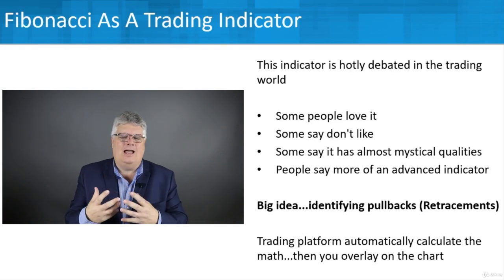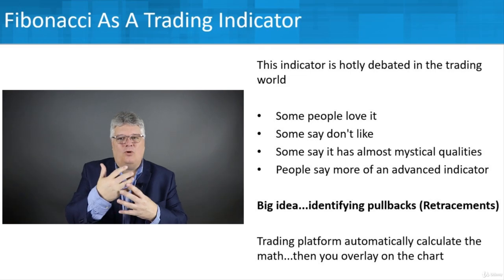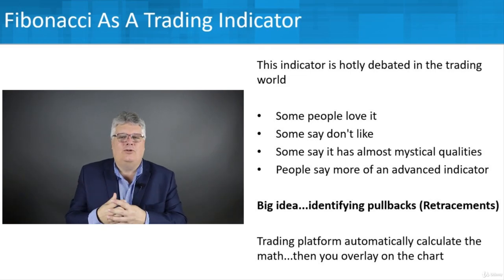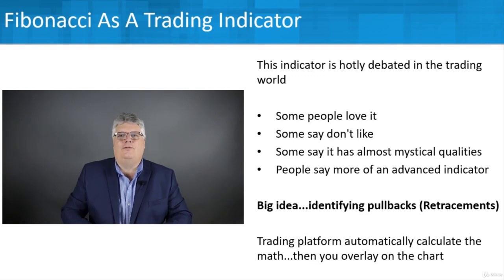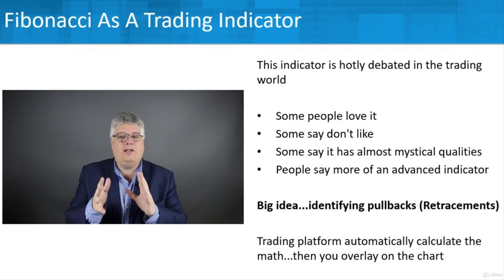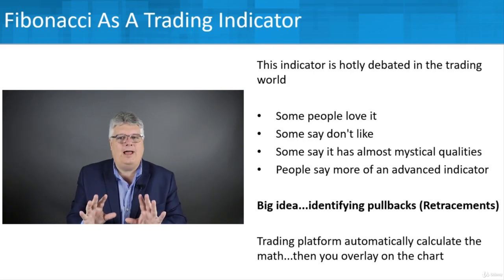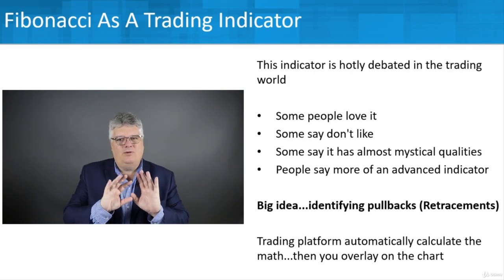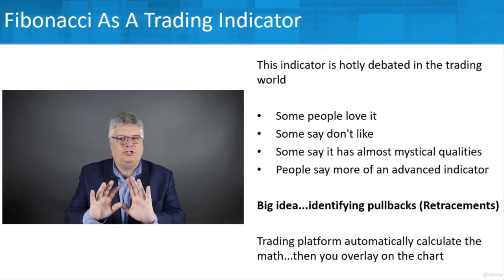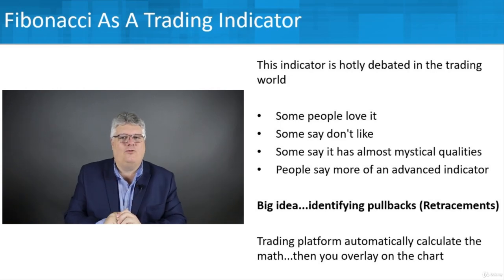But the big idea with Fibonacci is you're trying to identify pullbacks or retracements. You're trying to see these different support levels and resistance levels. You're trying to see what might be going on mathematically in terms of a volatility or market sentiment type indicator. The trading platform will automatically calculate all these things for you as far as the actual Fibonacci and how you use it. So you don't have to do any math or calculations, and then you take what it calculates and you overlay that on top of the chart. So that's where it can get a little tricky, is where you place it on the chart, and we'll demonstrate that here for you coming up.